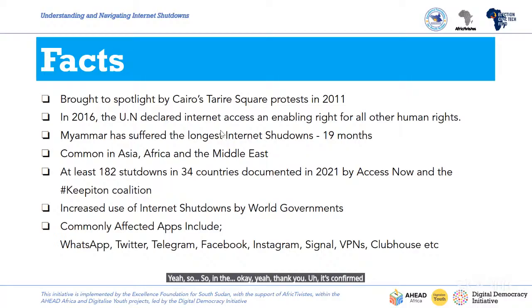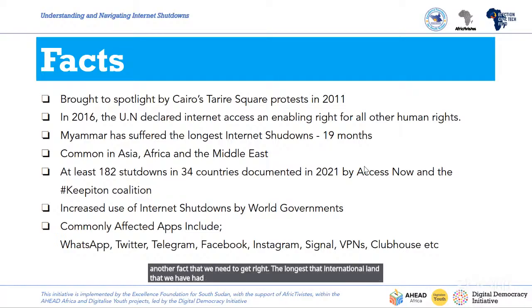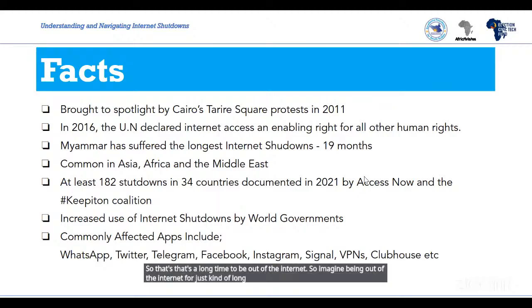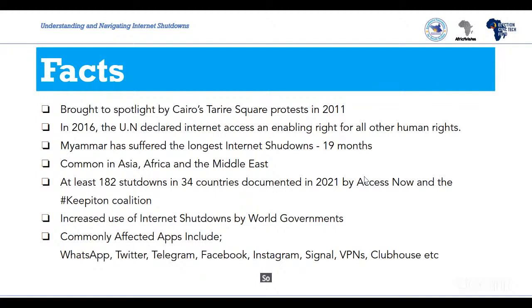So that's another fact that we need to get right. The longest internet shutdown we have had was in Myanmar, of 19 months. That's a long time to be out of the internet. So all these other human rights that you have, which have been enabled by internet access, are all affected or interfered with. The lives of people in Myanmar were really affected in that period.